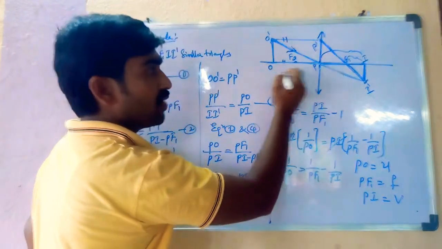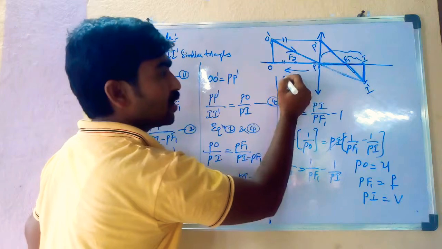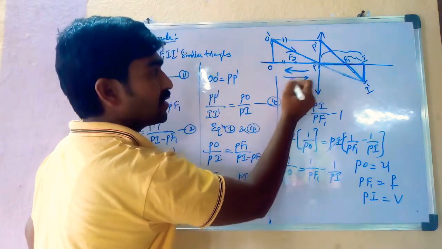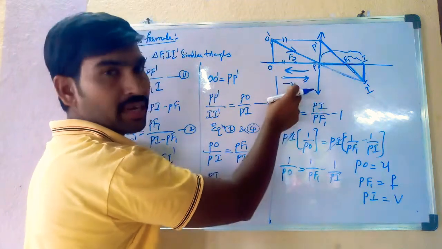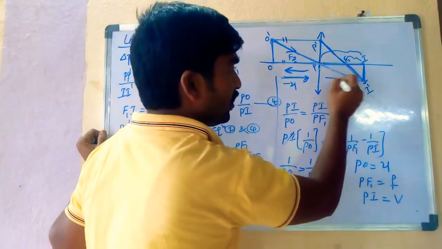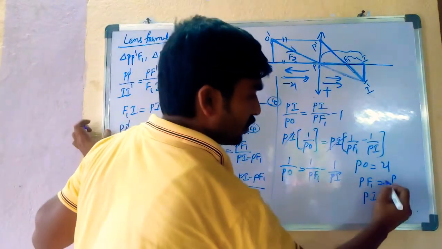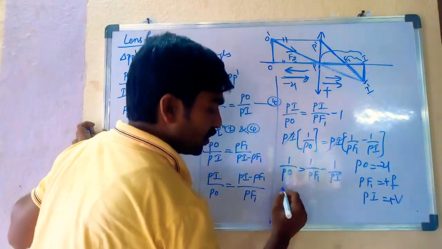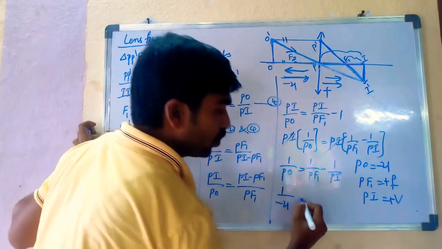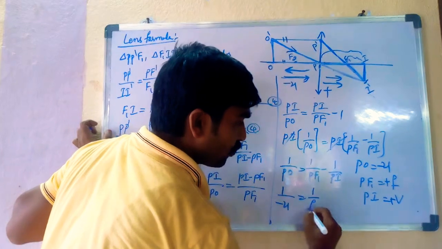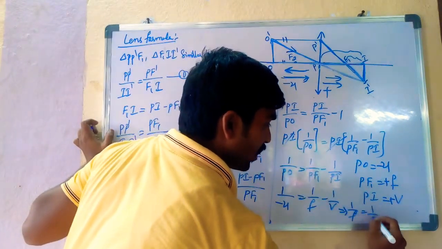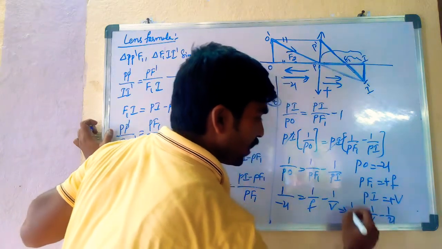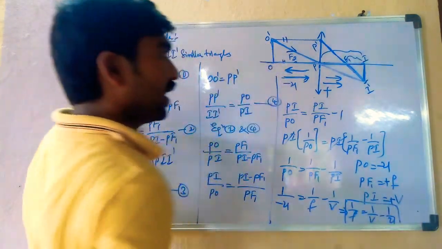Now according to the sign convention, the incident ray is in this direction, but we are measuring in the opposite direction. That's why minus U means opposite to the incident ray. Then F is in the same direction, so it is plus. Then 1 by minus U is equal to 1 by F minus 1 by V. Then 1 by F is equal to 1 by V minus 1 by U. This is the lens formula.